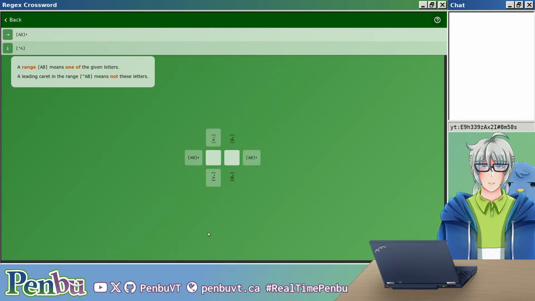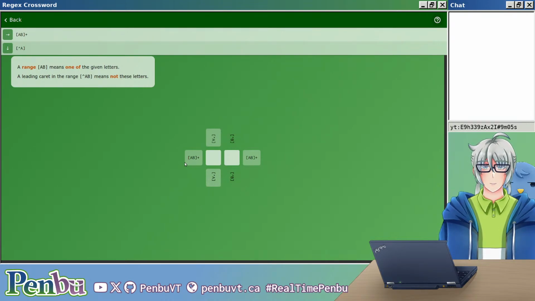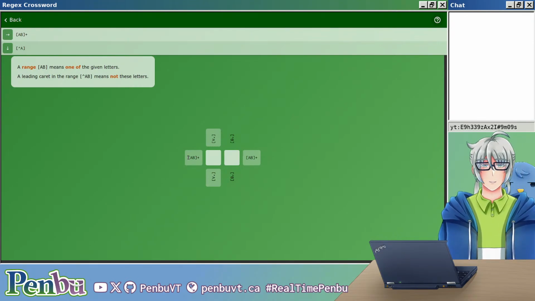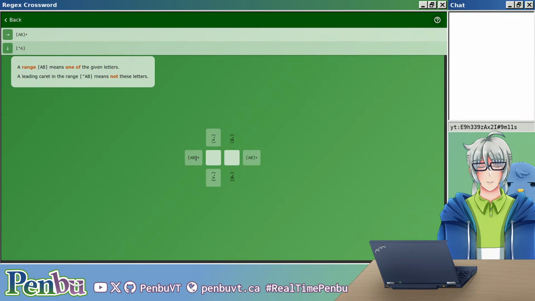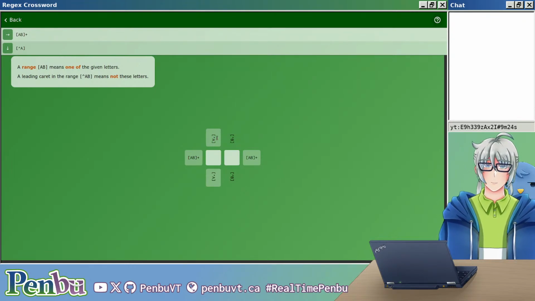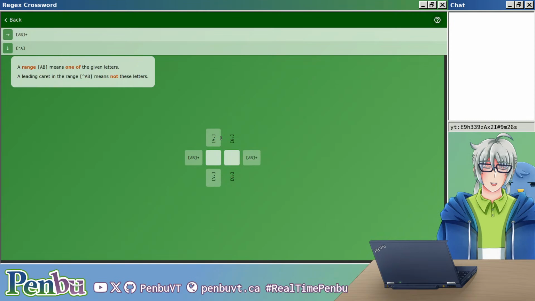Range. A, B means one of the given letters. The leading caret in the range caret A, B means not these letters. So this is what you call a character class. It means that it matches any of the letters that are inside of the brackets. And as this says, if there is a caret, a hat, at the very beginning, then it means any character that's not one of these characters. So this says not A. So we can't start with an A.